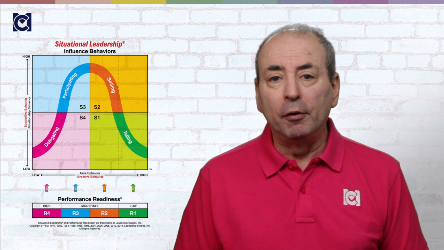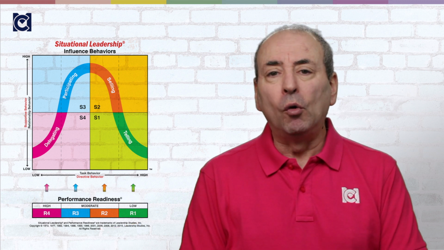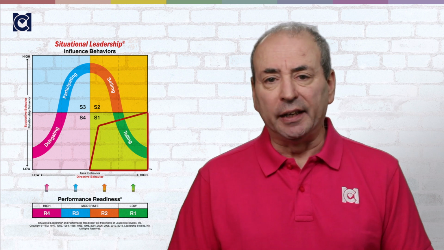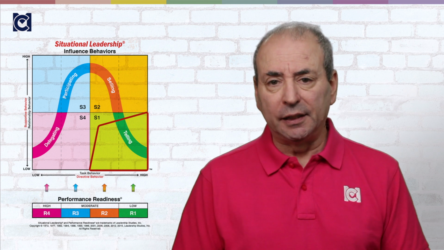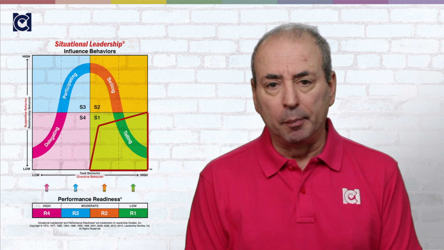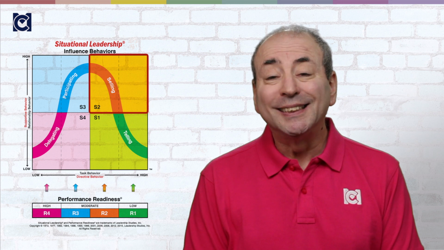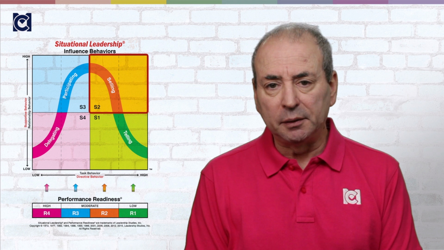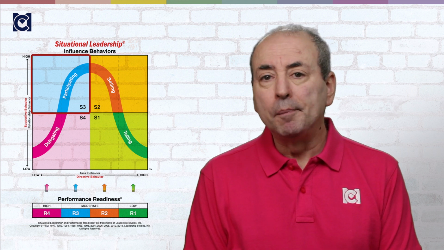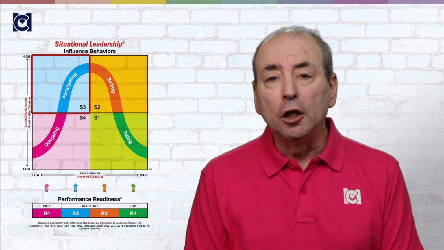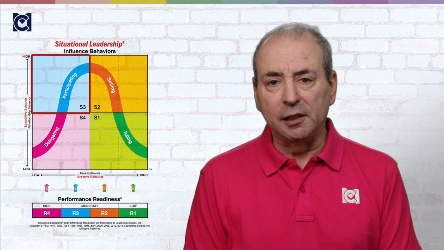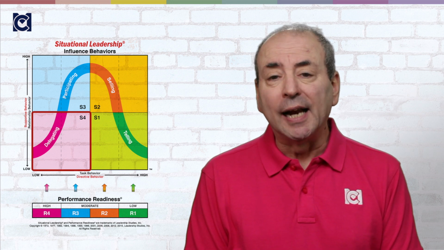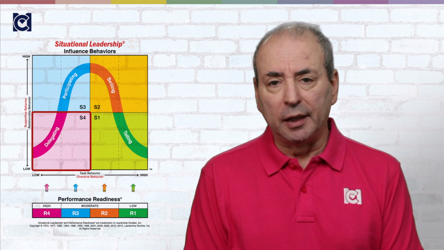It plots these 4 performer readiness levels onto 4 leadership influencing behaviours. S1, telling, which has high directive and low relationship behaviours. S2, selling, which has high directive and high relationship behaviours. S3, participating, which has low directive and high relationship behaviours. And S4, delegating, which has low directive and low relationship behaviours.